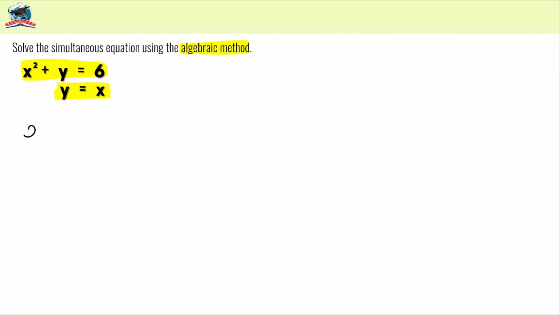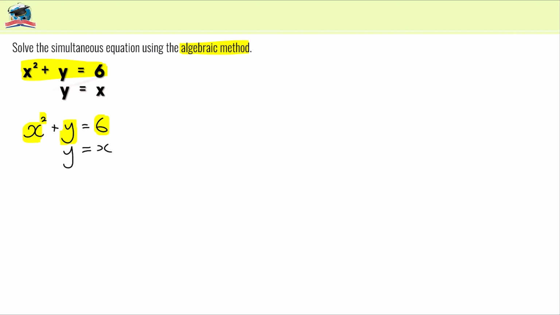Now we've got x squared plus y is equal to 6, and we've got y is equal to x. Now in the substitution method, we want to see what we can substitute. So we've got x here, which is good, squared here. You've got y, which is not good. If we can remove that, it is going to be great. And 6 is fine. So can we remove the y? Yes, we can remove the y.